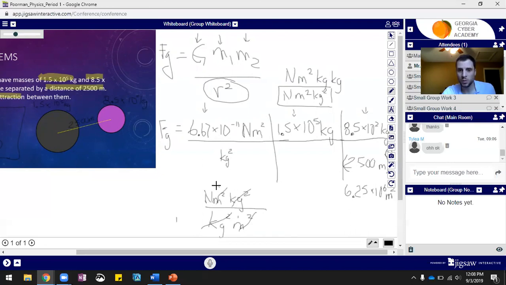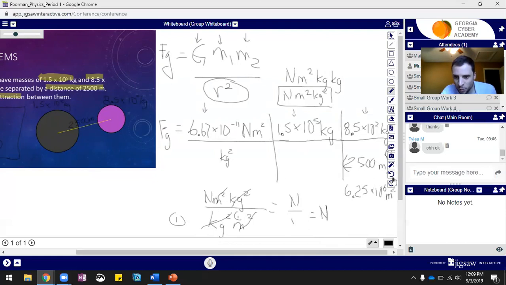We have newtons times 1 times 1, which is just newtons. And then on the bottom we have 1 times 1, which is just 1. And anything over 1 is equal to itself. So our units have all canceled out, and all that we're left with is newtons. So we've set our problem up correctly, and we can go ahead and just do the math right now.